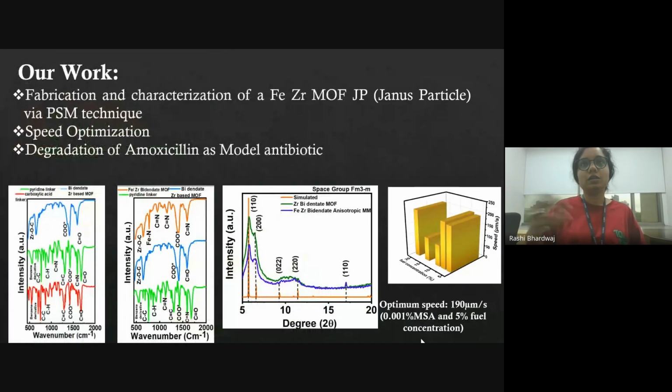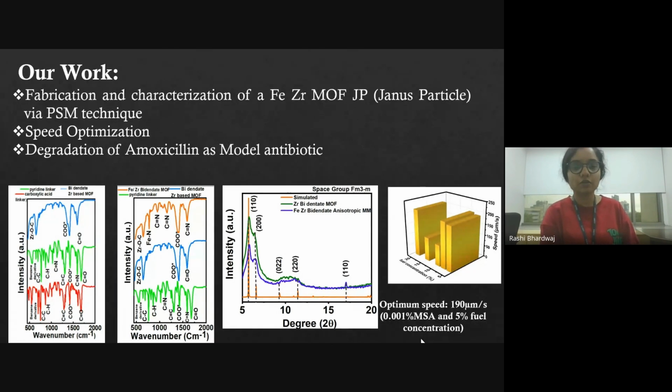So by taking all the information and knowledge that I introduced you to, I made a zirconium-based MOF, a bidentate zirconium-based MOF with iron as an engine via PSM technology, and this comes under linker addition. First we made a bidentate zirconium-based MOF, where zirconium is the metal center with two kinds of linkers present in the MOF. One is pyridine-based and the other is carboxylic-based.